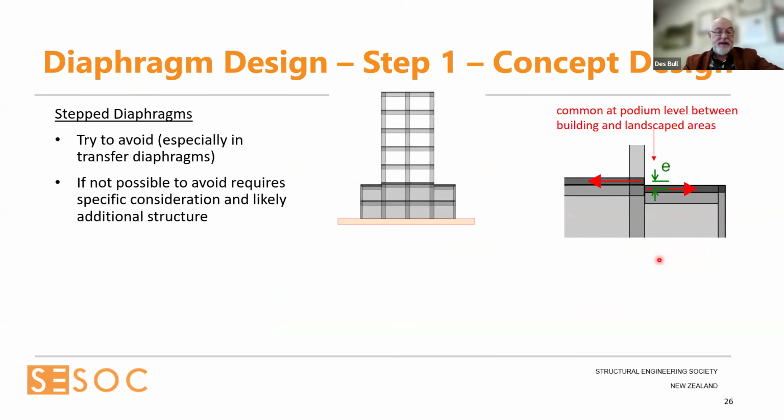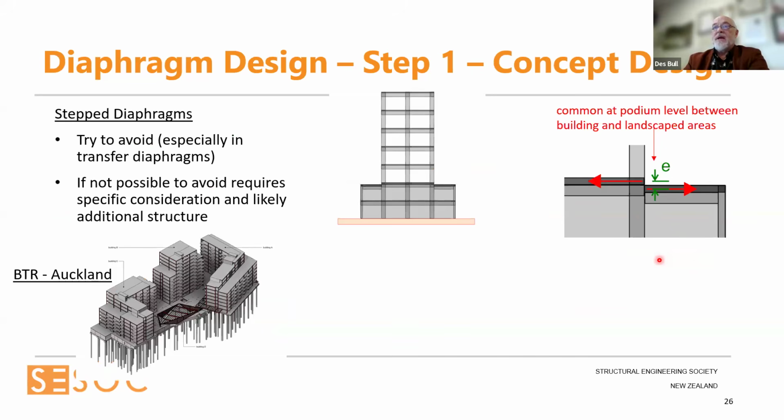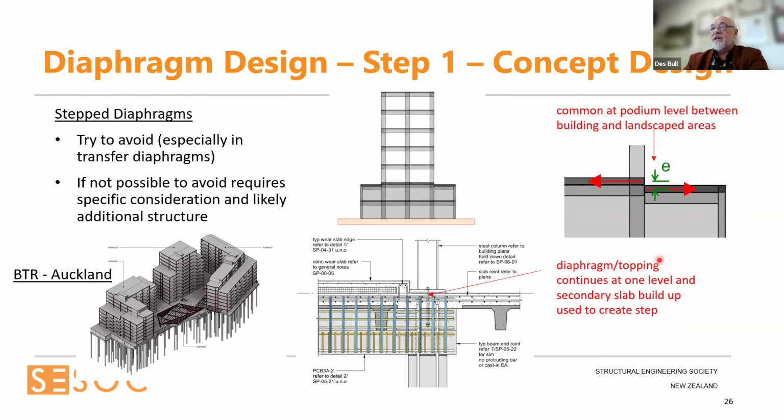Another one is the stepped diaphragm. Try to avoid these where we can, but sometimes you can't, so they require a bit of additional structure. When you've got a change in height in your diaphragm, Build to Rent in Auckland's an example. How they got around it, this is a step section through the diaphragm. They put the main diaphragm through at one level and did a built-up wear slab above that to get the steps they needed for the architecture. So that was one solution.